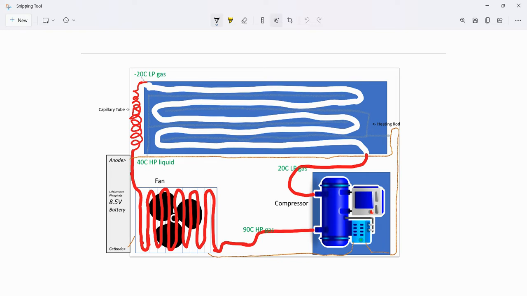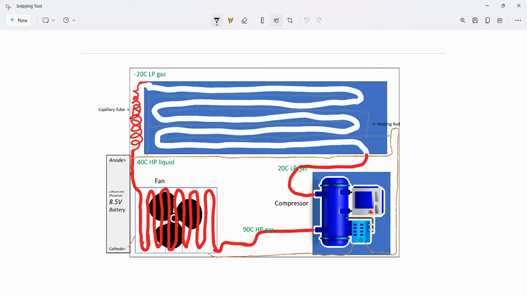Now, once we have this low pressure gas that's at negative 20 Celsius, it then passes through these evaporator coils that are on the inside of the refrigerator. It absorbs heat. Because it absorbs heat, you can get the cooling effect inside the refrigerator. And now, once it's at the end of this refrigerator process, it is a low pressure gas.